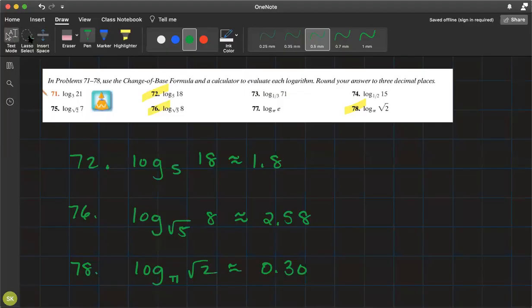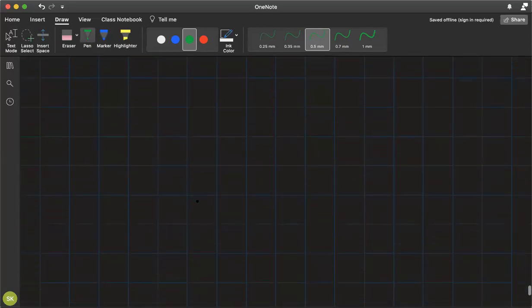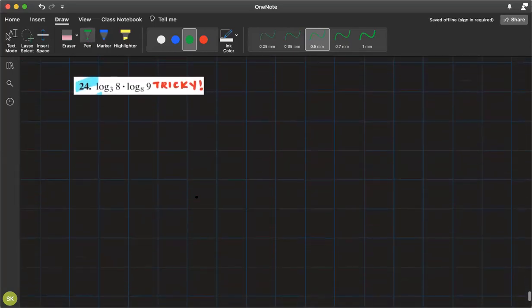So let's go back to here. And now we're going to look at that problem we skipped and we said it was a little tricky. This is log base 3 of 8 times log base 8 of 9. I want to solve this without using a calculator. You can use a calculator, you can multiply them, and you're going to see something interesting happen. You're going to get a very strange number for this one, a very strange number for this one, but when you multiply them, you get a nice number.